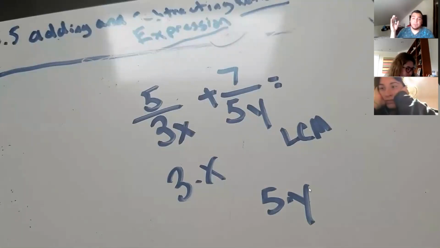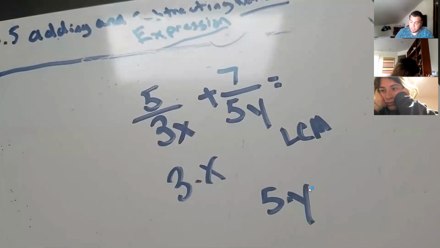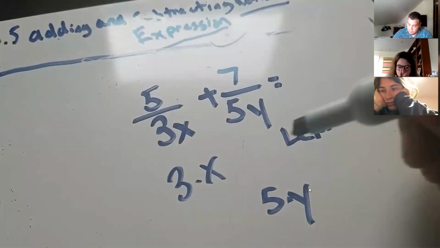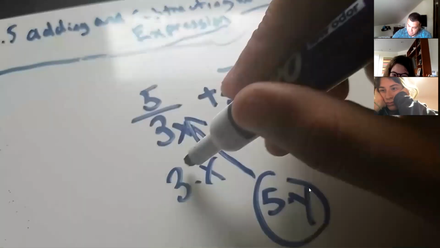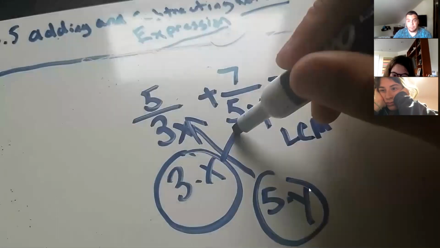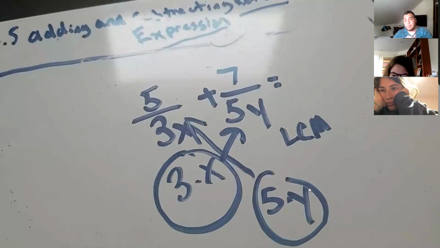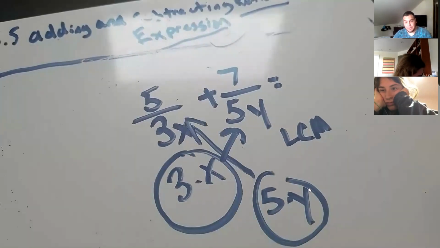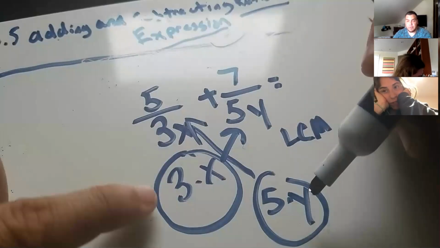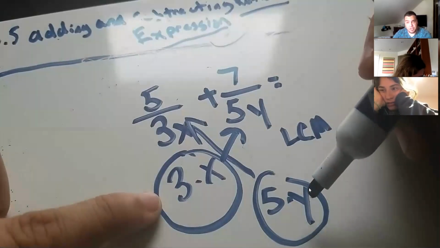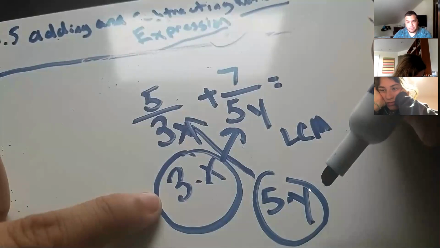Because there is absolutely nothing in common, what I can do is just take this and multiply it over here, and take my 3x and multiply it over here. We want them to match. We want them to be in common. So this guy has a 5y on the right. This guy has a 3x on the left. They share each other, so they're all in common.